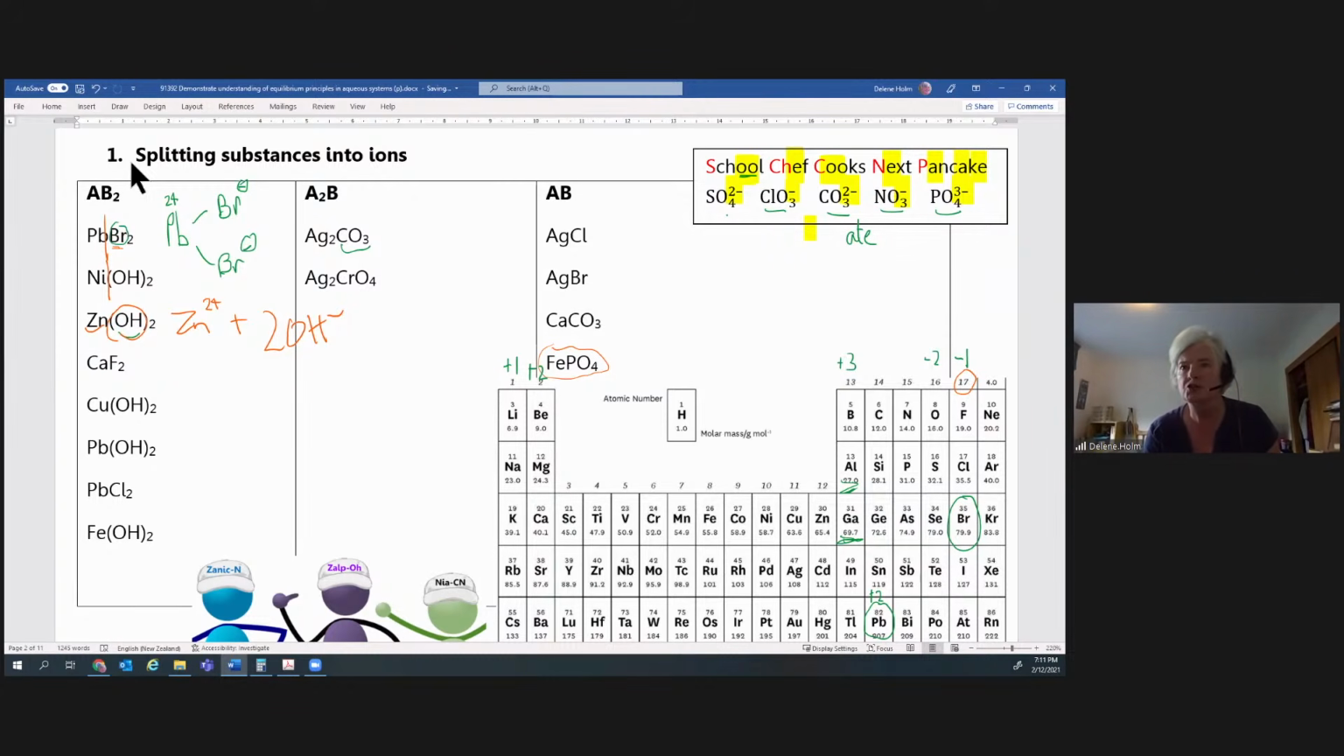Now, if you're not sure about how to remember the zinc and the silver cation charges, think of a diagonal going up between silver, zinc, and aluminium.